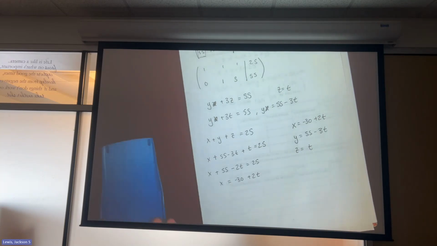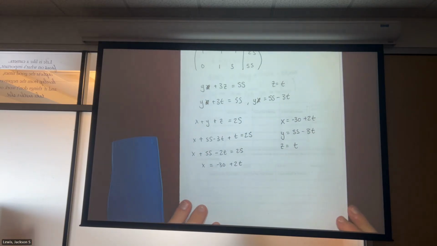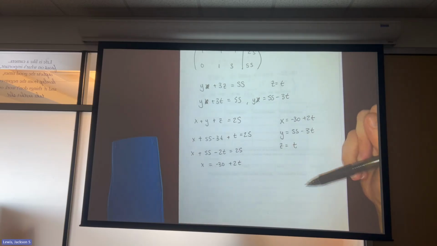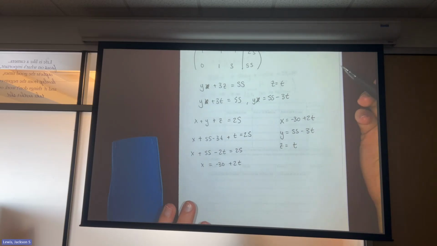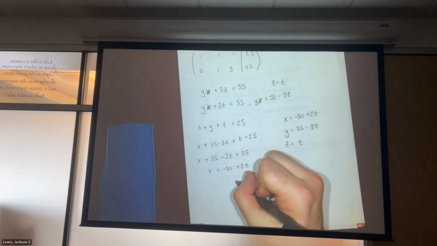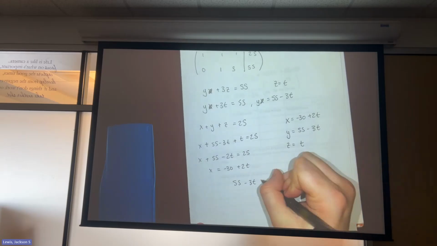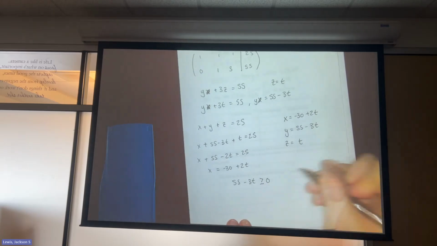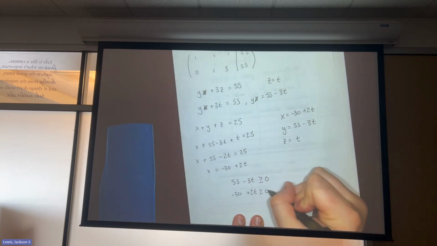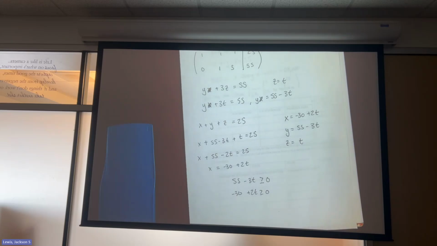So there's any number of solutions here, but I want to restrict that because this is an actual application. Does it make sense for any of these to be negative? Why not? You can't have negative trucks. So I want these to be positive. So I want 55 minus 3t to be greater than or equal to 0. I also want negative 30 plus 2t to be greater than or equal to 0. So one of these is going to give me a larger value for t, and I'll need to use that, because if I pick the smaller value, it wouldn't satisfy the other equation.